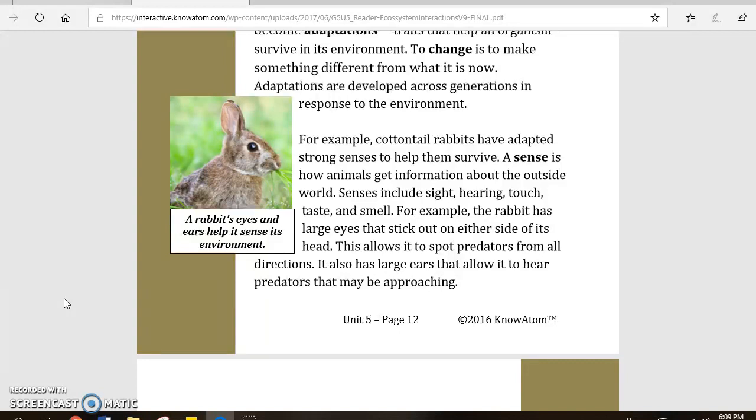For example, the rabbit has large eyes that stick out on either side of its head. This allows it to spot predators from all directions. It also has large ears that allow it to hear predators that may be approaching. Caption: A rabbit's eyes and ears help it sense its environment.